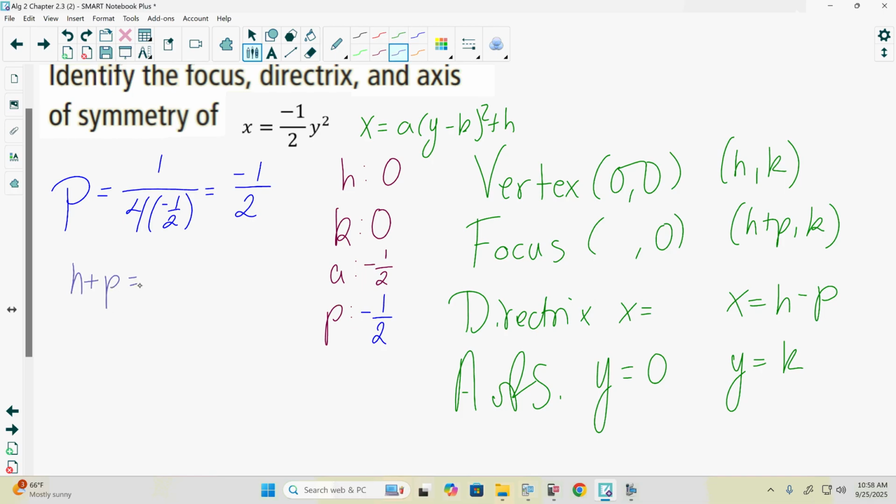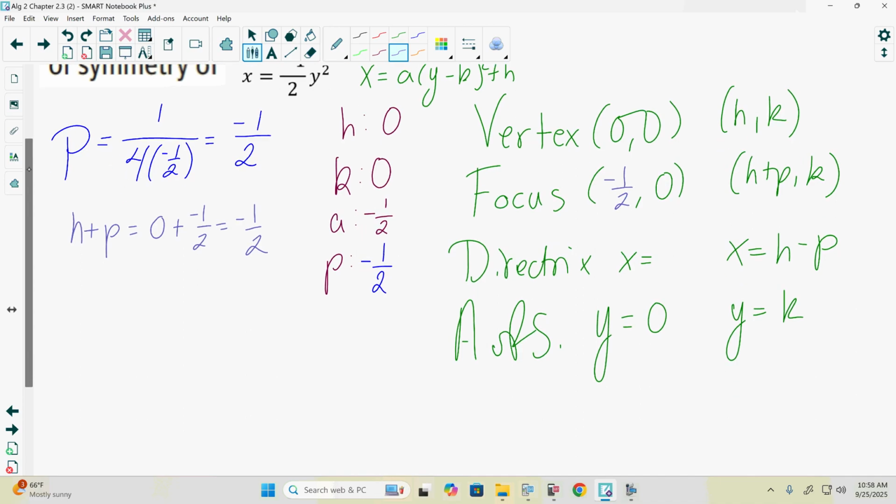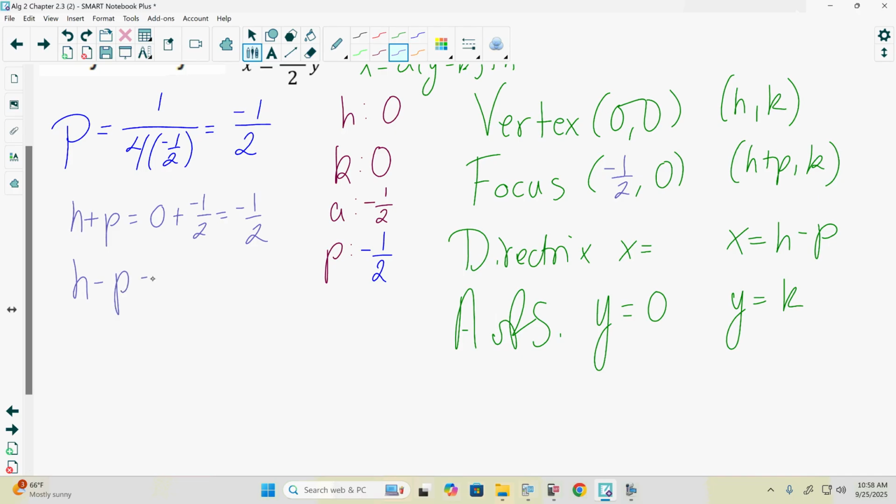So h plus p, well, h is 0. P is -1/2. So we're saying 0 plus -1/2 is -1/2. So now we have the focus, -1/2 comma 0. Directrix is h minus p, so 0 minus -1/2. Well, a negative and negative would make a positive, so 0 plus 1/2, which is just going to be 1/2.